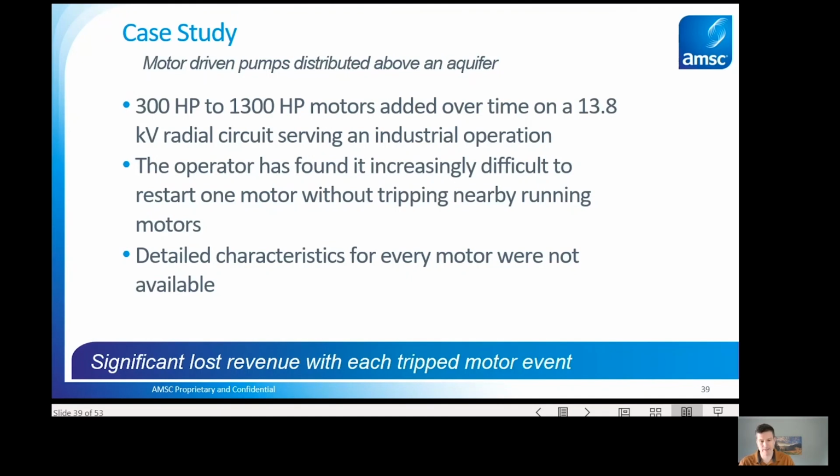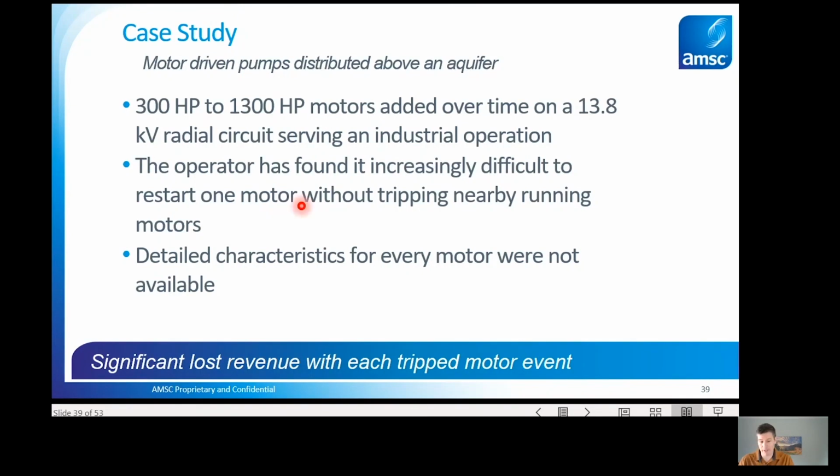And in this case, the operator had found it increasingly difficult to start their motors without tripping nearby motors. So depending on the loading of the feeder at the time, depending on the season, they would try to start a motor, and then the voltage dip would be low enough that it would trip off other motors.